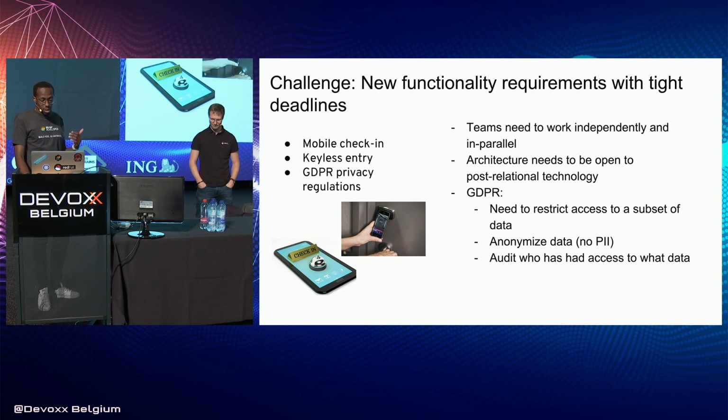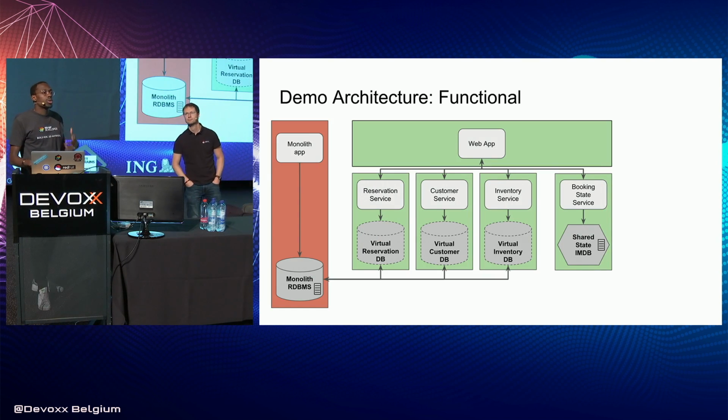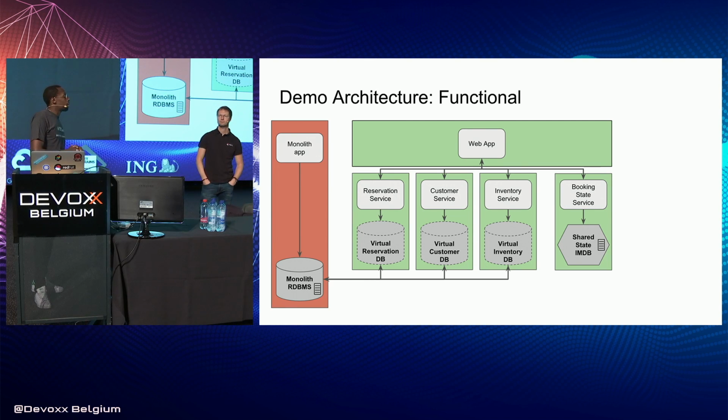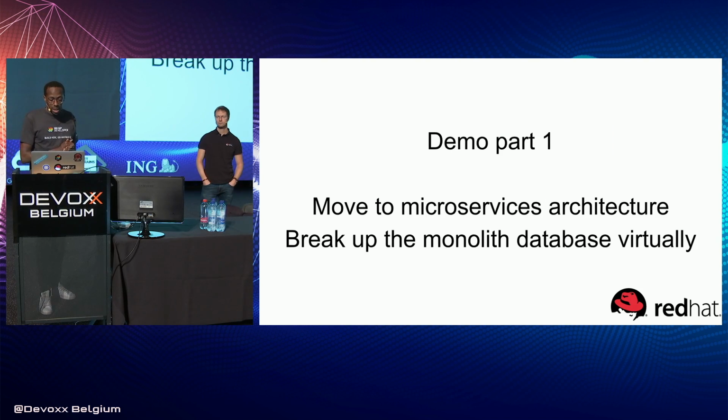So, to fulfill all these requirements, we set up this microservice architecture. This is the architecture of the demo, the goal that we want to achieve, and I'm going to explain step by step how we build it. So first, let's break up the monolith database.